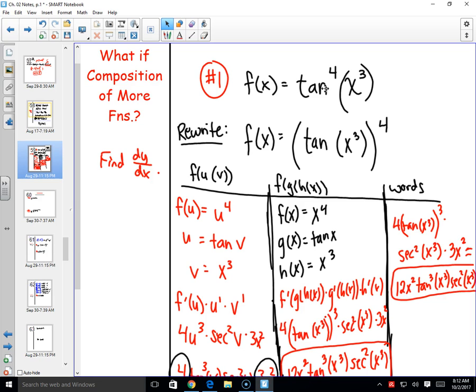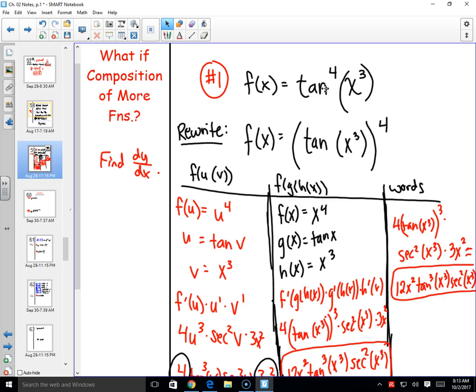And so to the fourth power was our f. To the fourth power was our outer. And our inner, if we peel off the fourth degree, if we peel off f, now who's outside? Tangent. Good. So f was to the fourth power. Tangent was g. So then what does that make x cubed, since it's not x alone? H. Yeah, H. And so h is in terms of x. That's where our x is. It's x cubed.